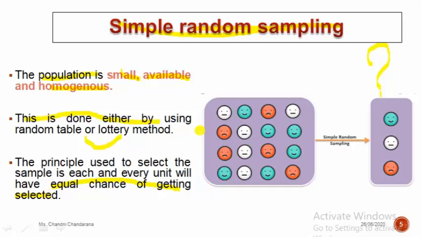It is made clearer by this example. Here you can see there are a number of emojis, of different colors. They have white, green or red color. So you can select any sample randomly from this. So here there is a selection of sample. So this is simple random sampling.